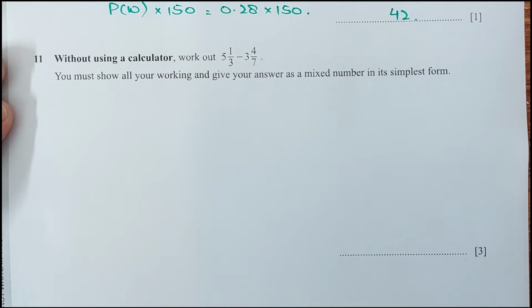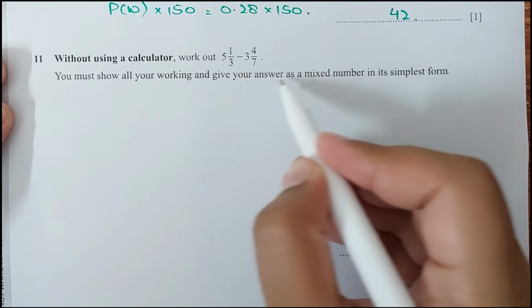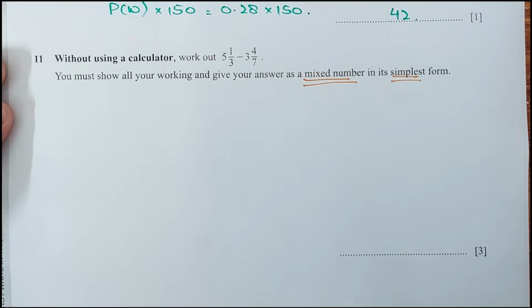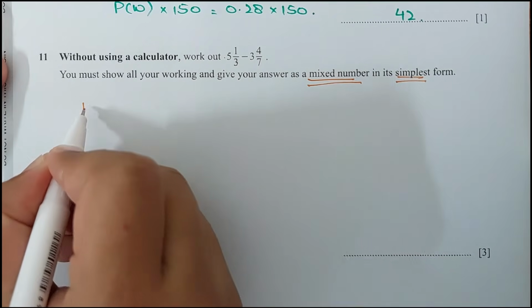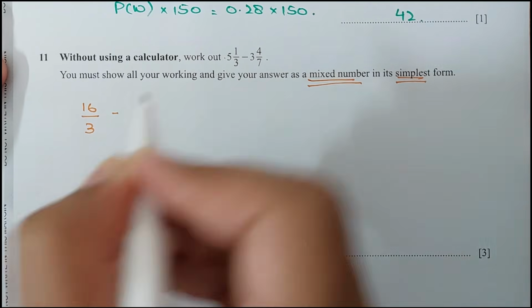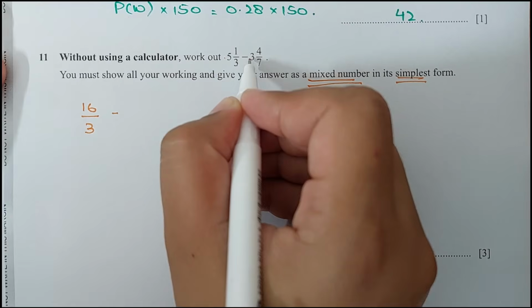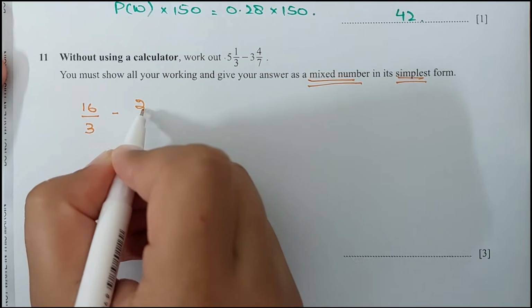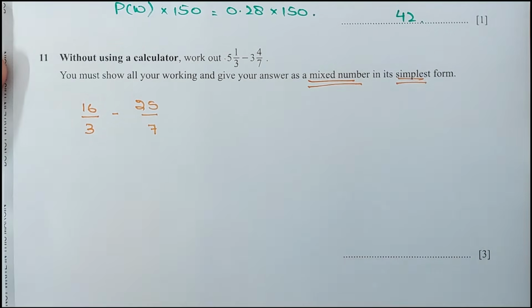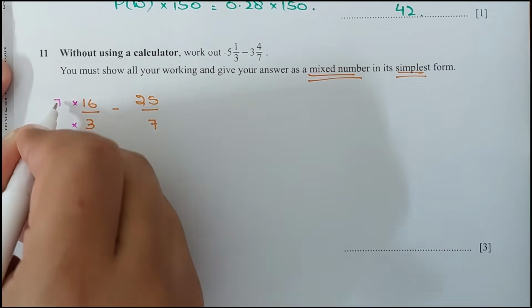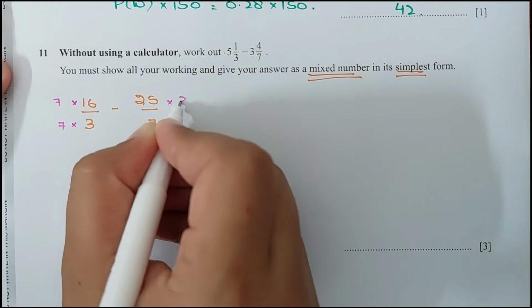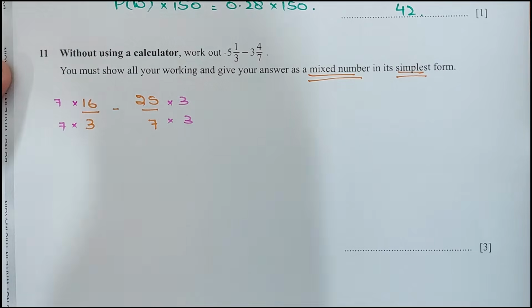Question number 11, without using a calculator, work out. You must show all your working and give your answer as a mixed number in its simplest form. 3 times 5 is 15, and 15 plus 1 is 16, so 16 out of 3, minus 7 times 3 is 21, 21 plus 4 is 25, so 25 out of 7. The denominators are different, so we have to make the same denominators. We do that by multiplying this fraction by 7 and the other fraction by 3, by the opposite denominators.